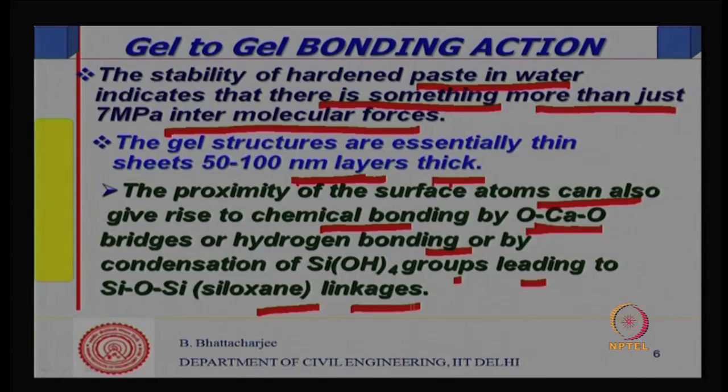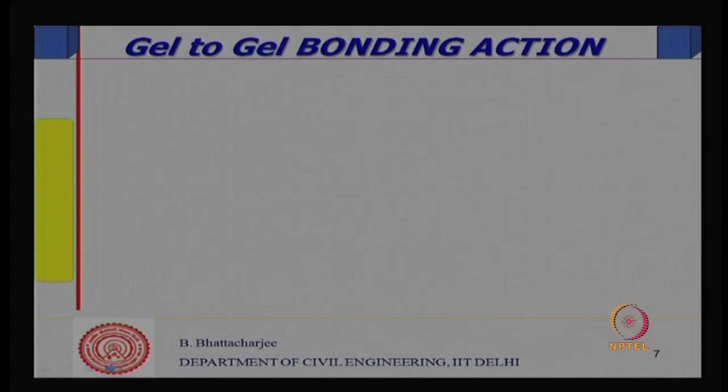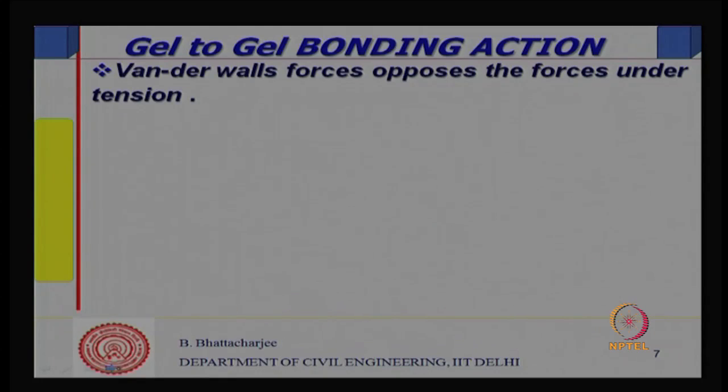So, other kinds of chemical bonding are also thought to be responsible for the gel to gel bond, in addition to the van der Waals bond, because it is stable in water. So, gel to gel bond is van der Waals kind, or some sort of chemical bonding may also be present, and that is what results in the strength of gel. Well, if tension is applied, these forces will oppose the tensile force. So, separation will be opposed by these forces which are bonding the gels.